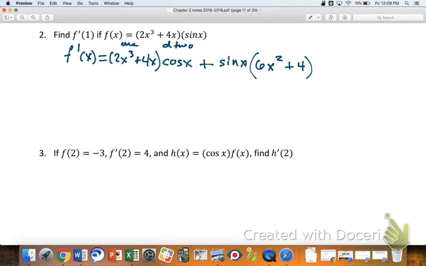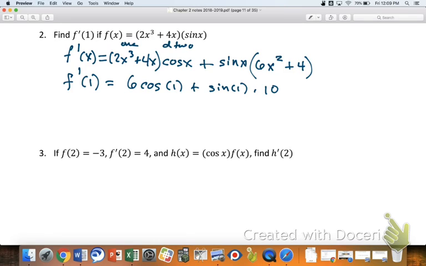So at this point, once you found f prime of x, this is when you plug in the 1. So f prime of 1, I'm okay if you do some of this in your head. And obviously with a 1 in there, it's going to be pretty straightforward, right? So if you plug in a 1, that first factor is just a 6. So this would be 6 cosine of 1 plus sine of 1. And then I guess that would just be 6 plus 4 times 10, something like that.